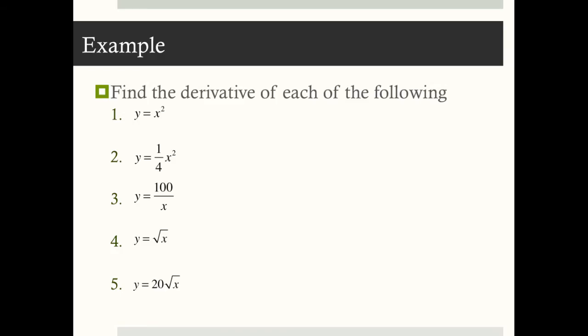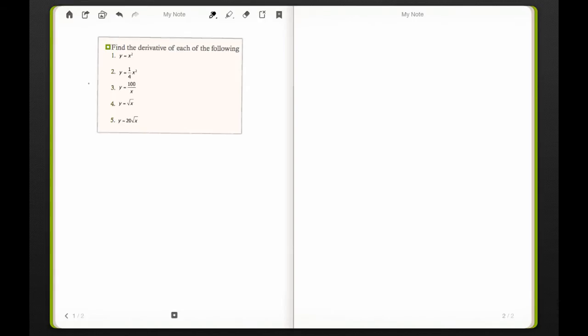Let's find the derivative of each of the following. y is equal to x squared, y is equal to 1/4 x squared, y is equal to 100 over x, y is equal to the square root of x, y is equal to 20 times the square root of x. Okay, so we're asked to find the derivative of these functions using the power rule.